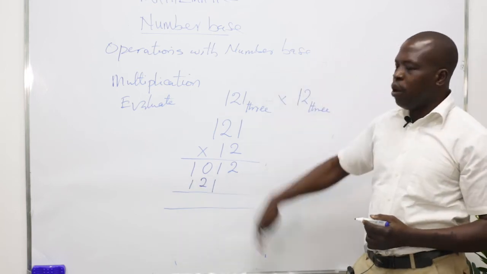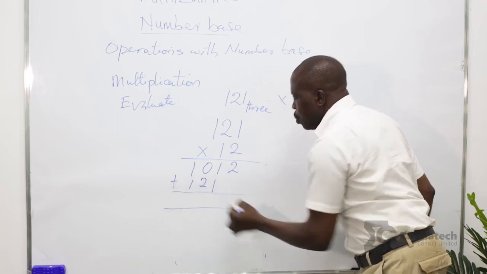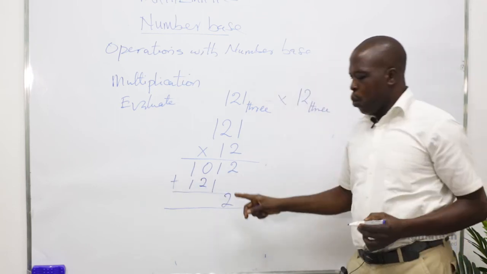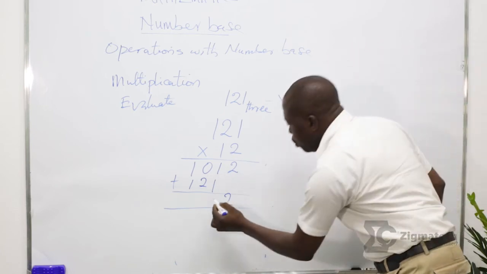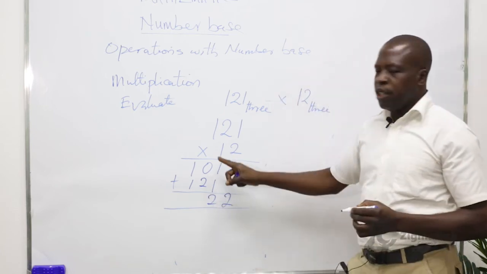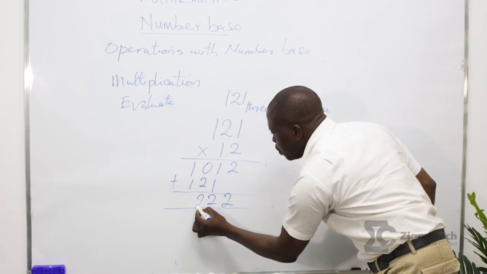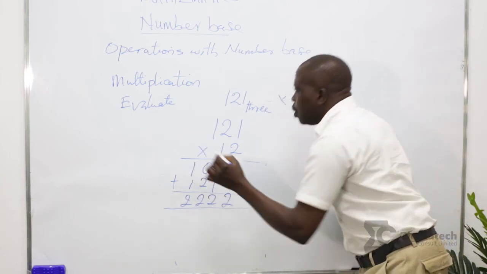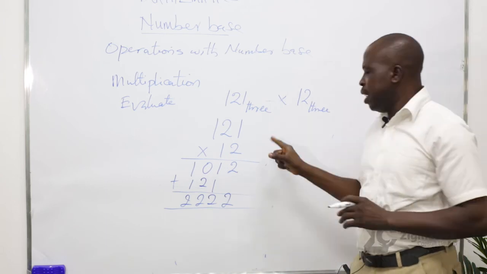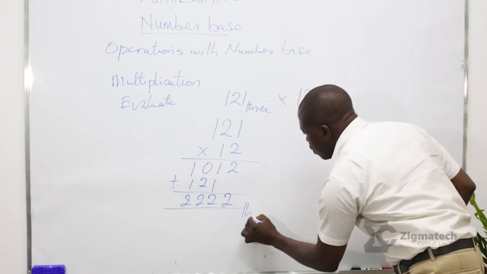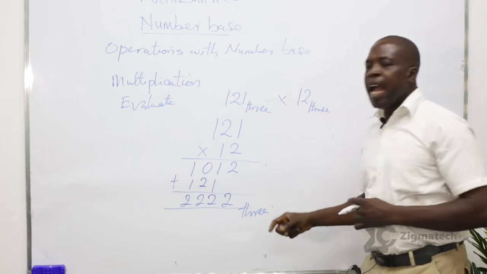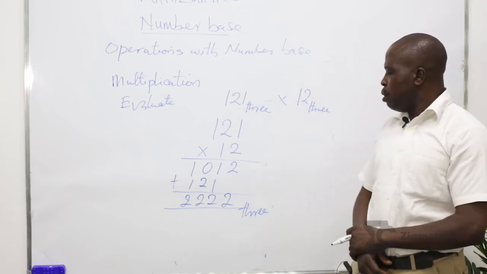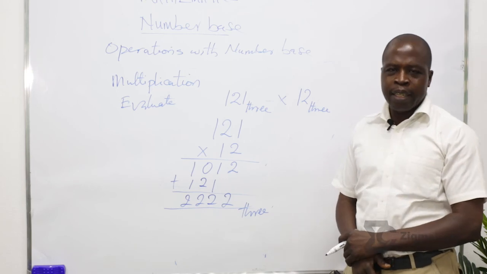We now add all this together. 2 will be written down. 1 plus 1 is 2. 0 plus 2 is 2. Then 1 plus 1 is 2. So 121 times 12 base 3 gives us 222 base 3.